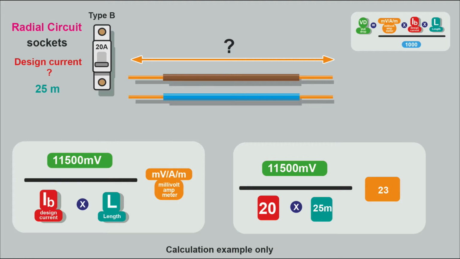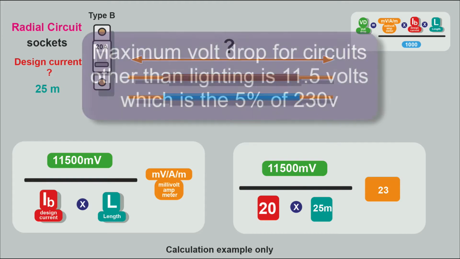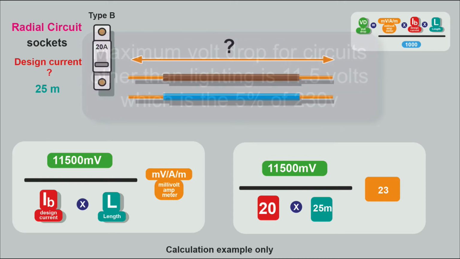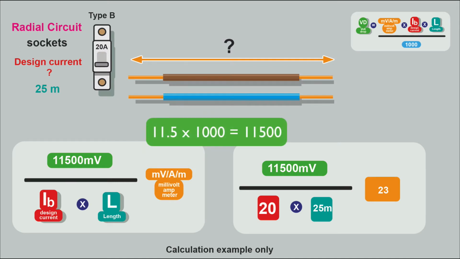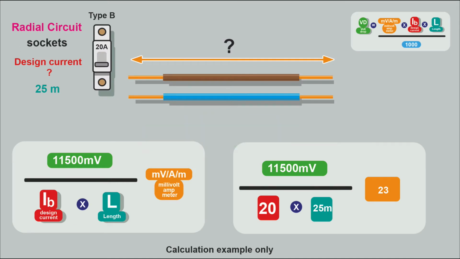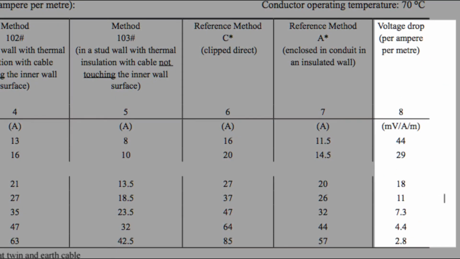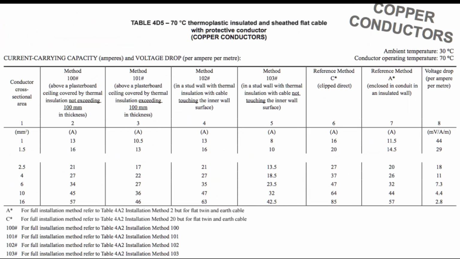So in this example, my design current is going to be the rating of the protected device, which is 20 amps. So we know that the maximum volt drop permitted is 5% of 230 volts, which is 11.5 volts. So we can use that 11.5 volts to calculate the voltage drop factor. So we divide the millivolts by the design current times the length of the run, and we get a volt drop factor of 23. So we can look up this factor in our tables, and anything more than this is unsuitable. So in the volt drop table, we can look at our factor of 23, and anything less than that is a suitable cable for us to use, and anything more is not.